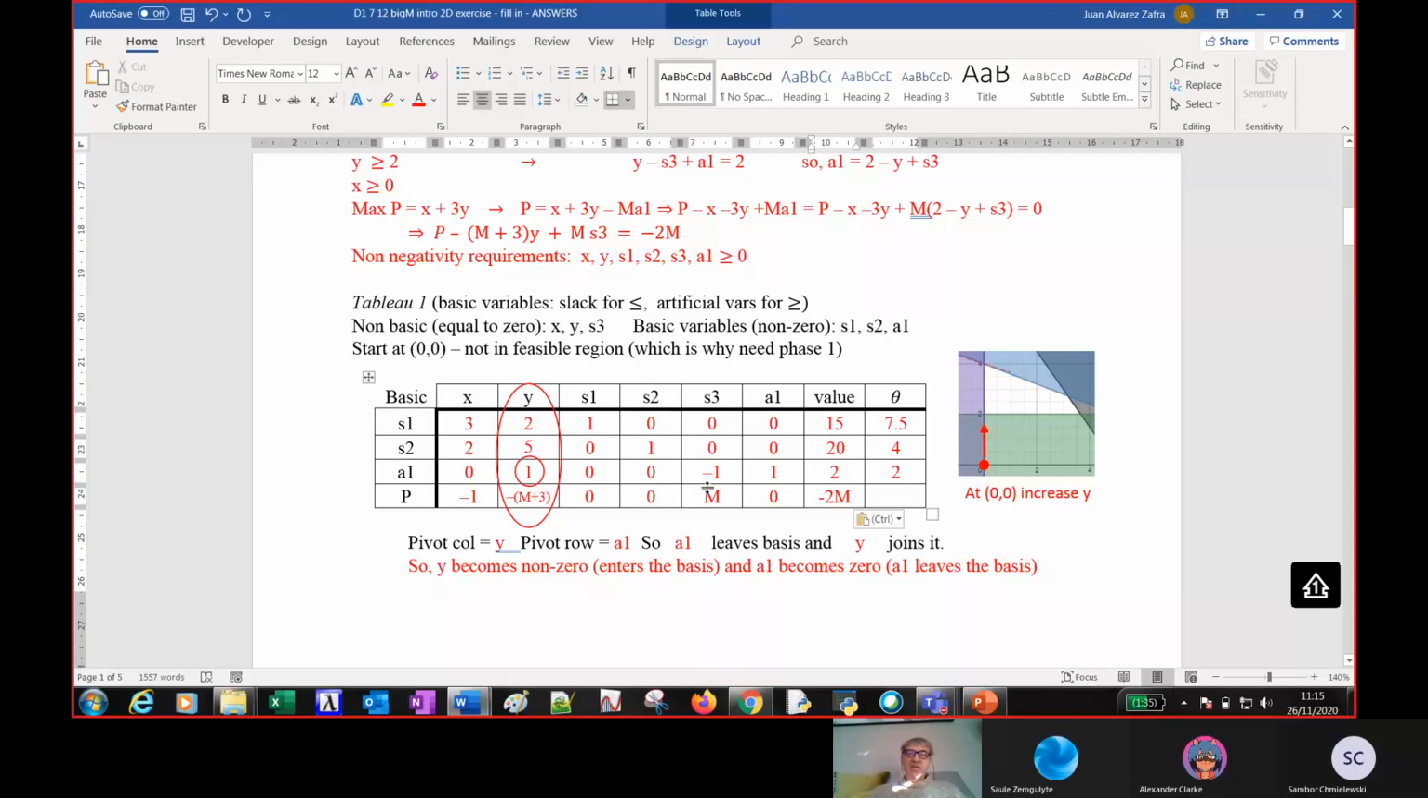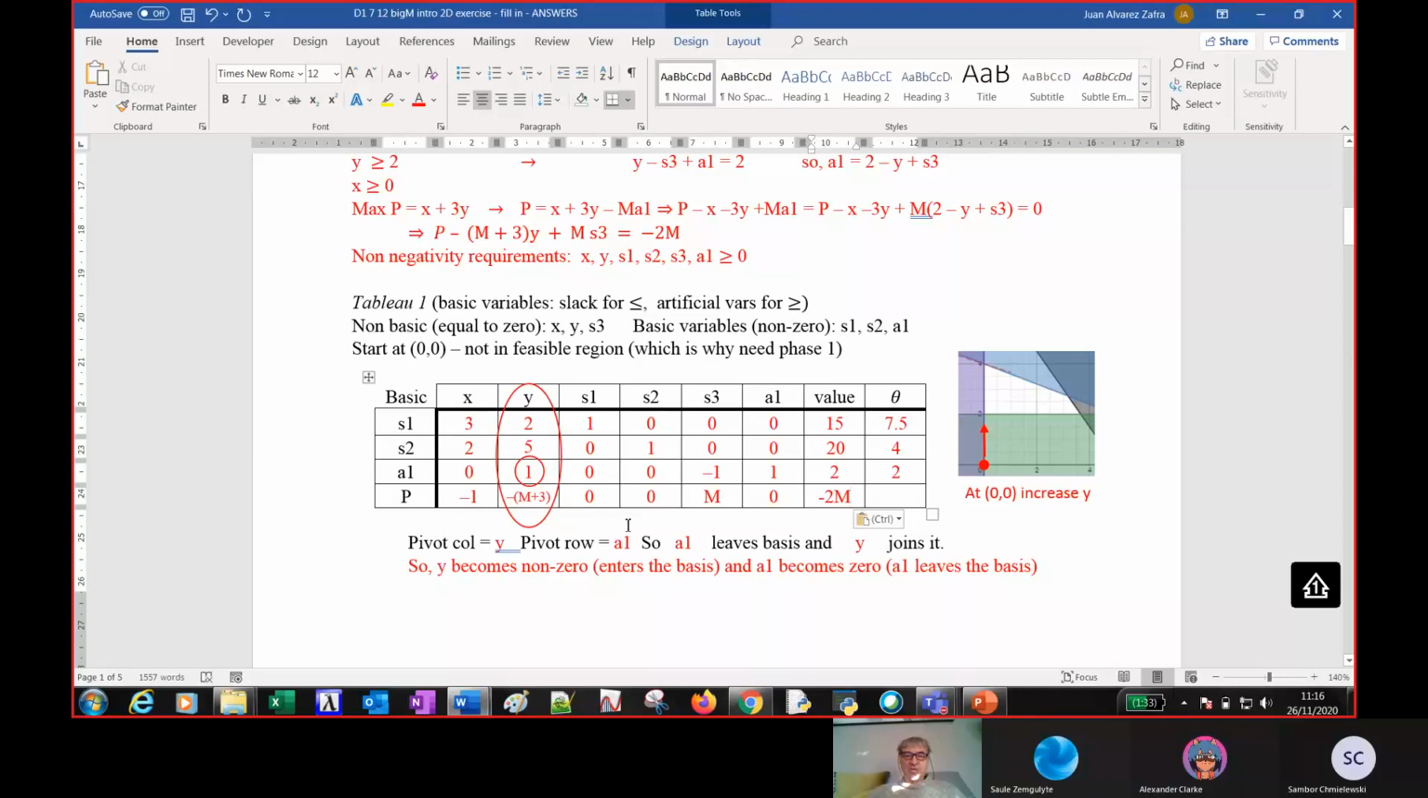And in the next tableau, what we're going to want to do is multiply this row by a number to make this value here a 1. Well, it already is. So we're just going to copy out row A1. And in this column, we're going to try and make the 2 into a 0, the 5 into a 0, and the minus M plus 3 into a 0 by adding multiples of the new row 3, or the old row 3.